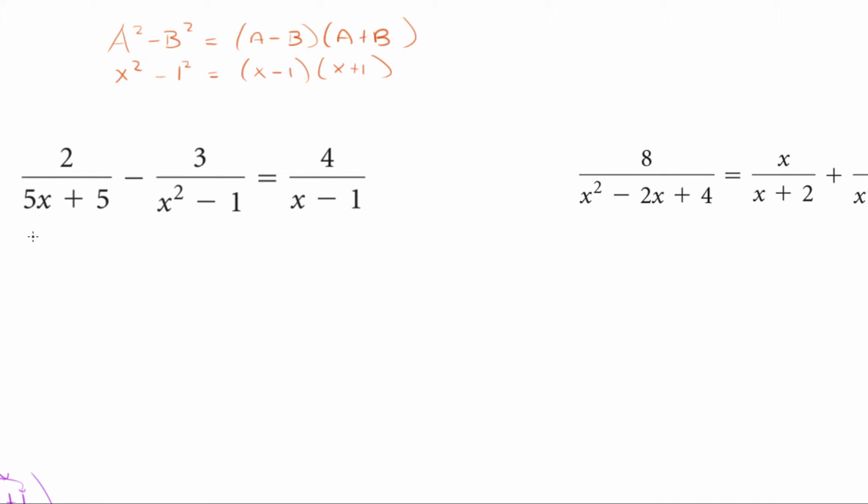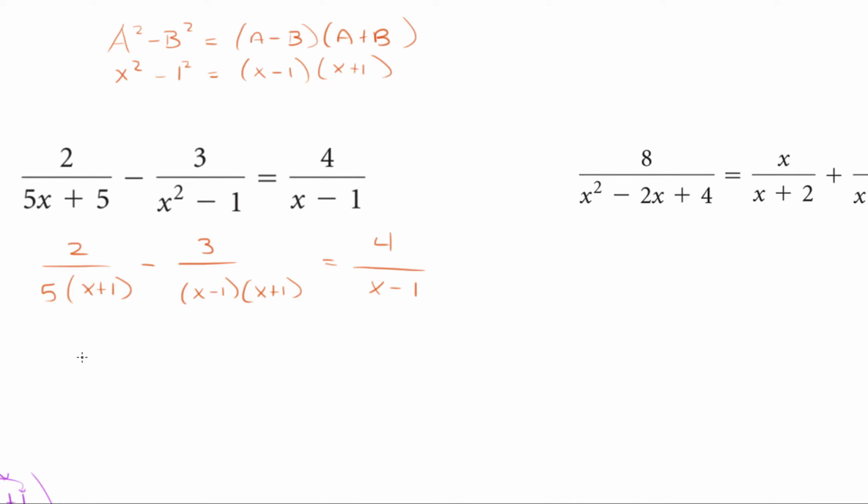Now here, you also can factor the 5. So you have 2 over 5 times x plus 1, minus 3 over x minus 1 times x plus 1, equals 4 over x minus 1. And by doing that, you can see what the values that are not permissible.